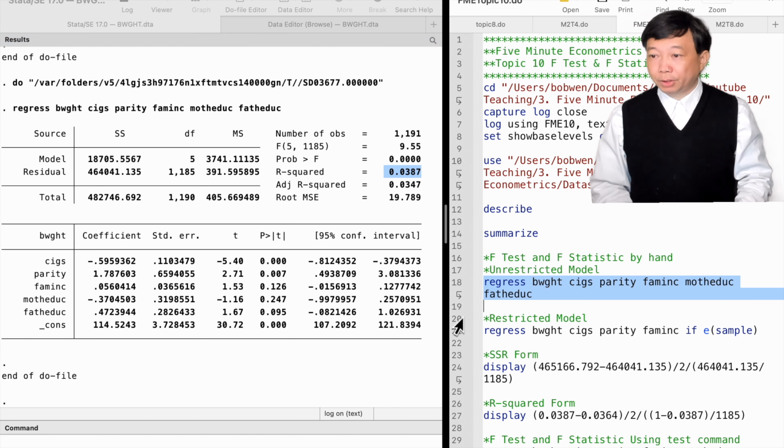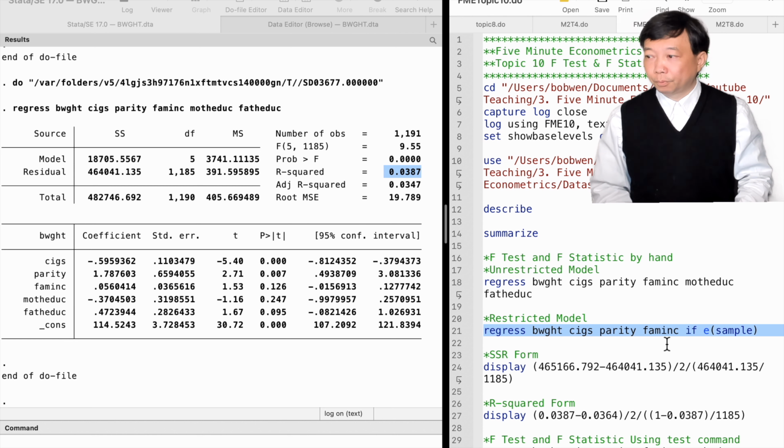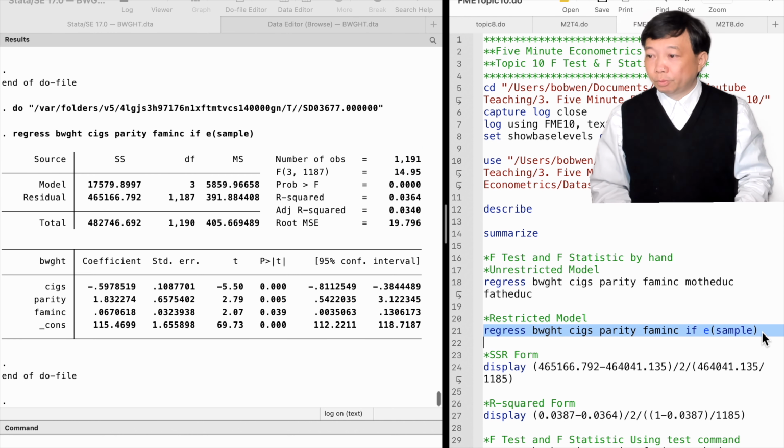Next, we estimate the restricted model by OLS. The restricted model does not have the two parents education variables. Be careful here to use the same sample as in the unrestricted model. We use the F-E sample condition to ensure the same sample size. We find the residual sum of squares of 465,166.792 and the R² of 0.0364.